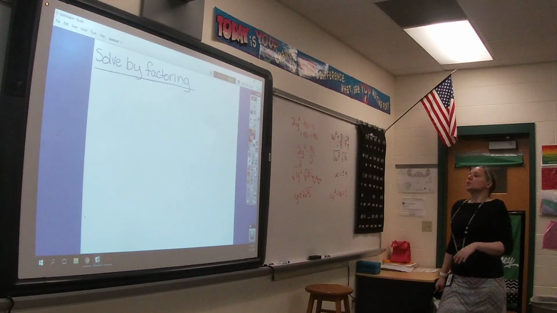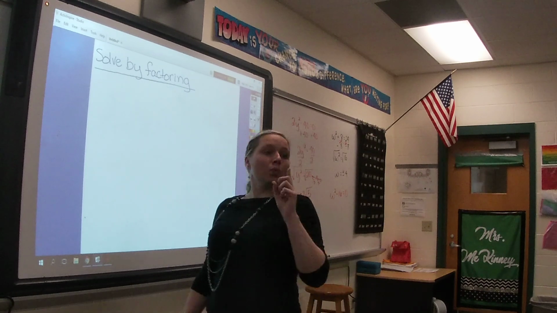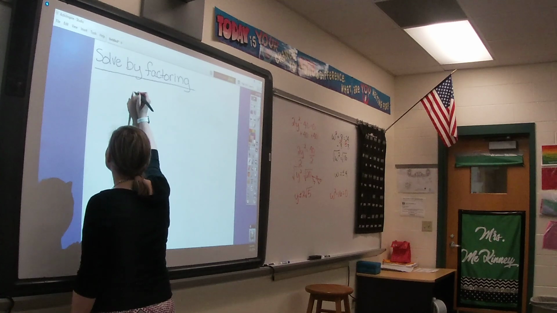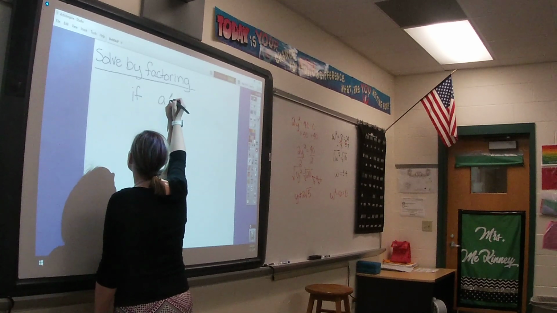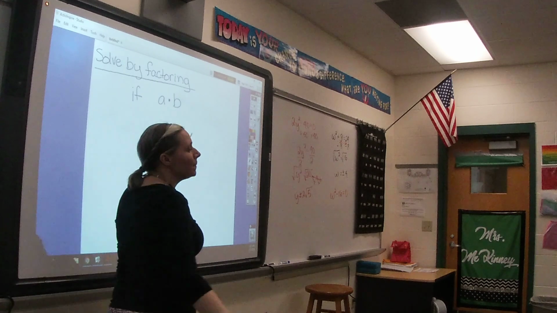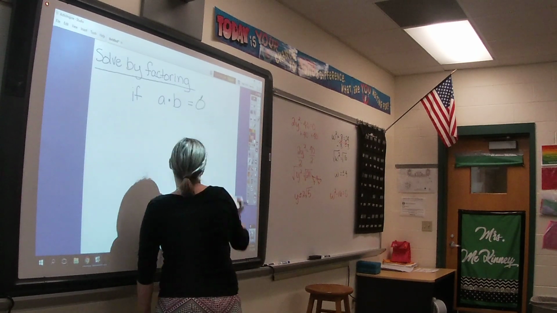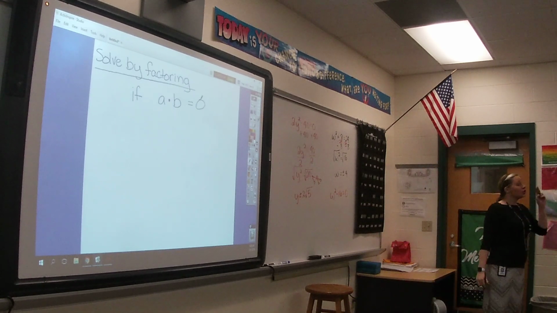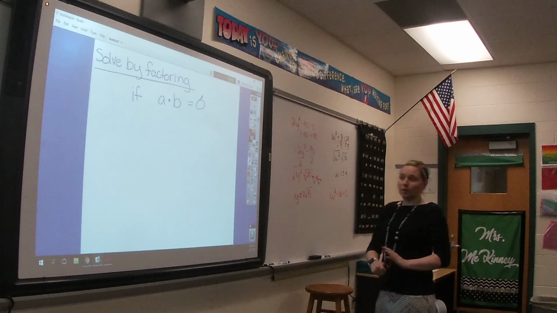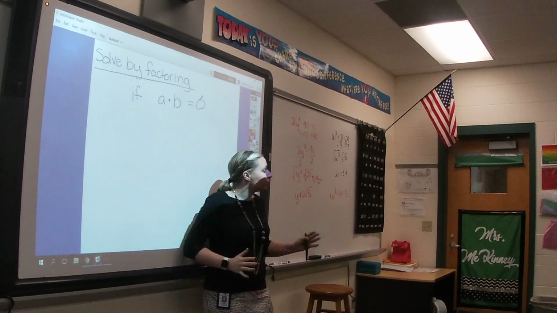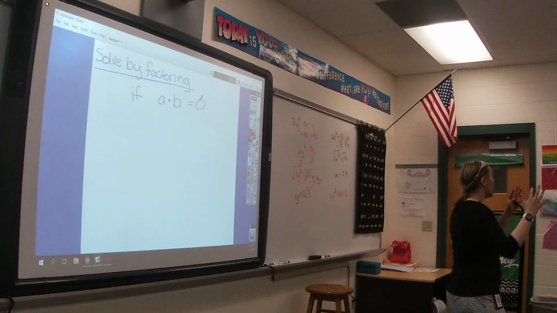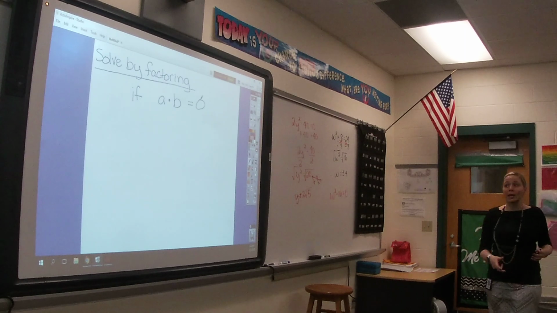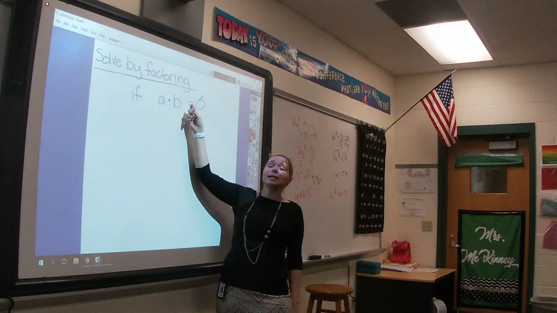Okay? Solving by factoring is all based on one statement. And that one statement says, if A times B equals 0, if we have two numbers multiplied together, right? That's what A times B is, two different numbers multiplied together. They can be any numbers. They do not have to be the same number. Two numbers are multiplied together, and they equal 0.